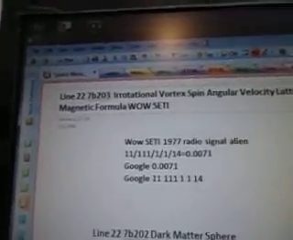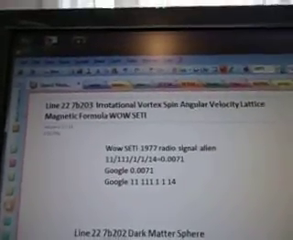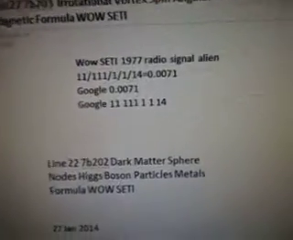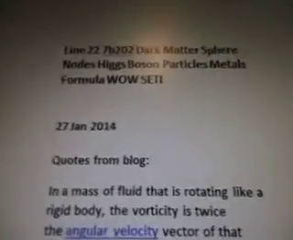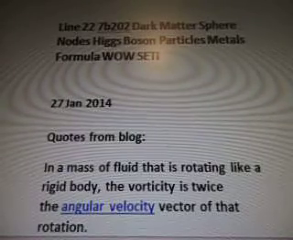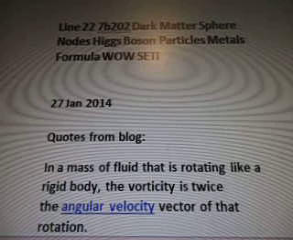22 7B203, Irrotational Vortex Spin Angular Velocity Lattice Magnetic Formula Wow Seti. There's the alien radio signal. And just so you know, it says it's a long video, so I had to keep all the data together. So it's probably going to be for 7 to 10 minutes maybe.